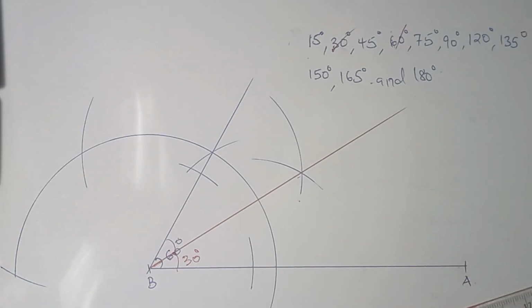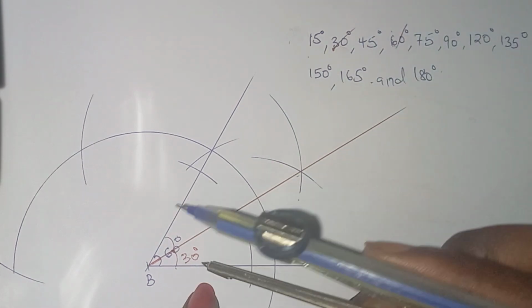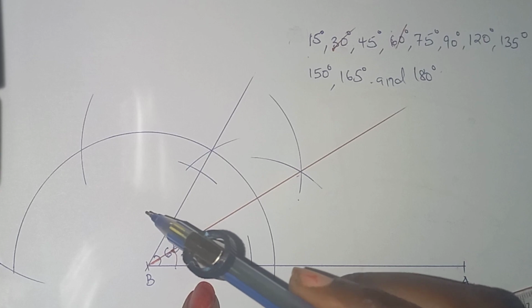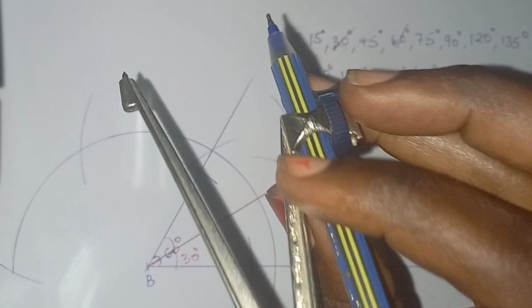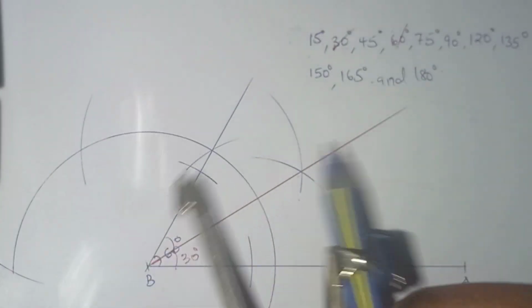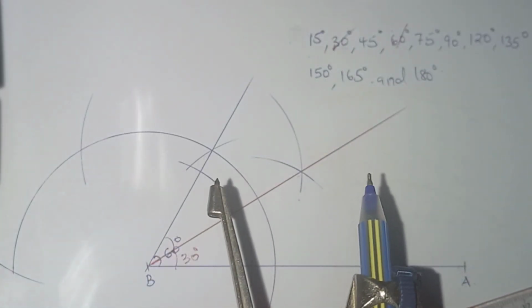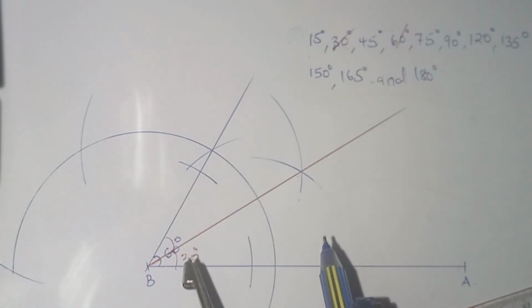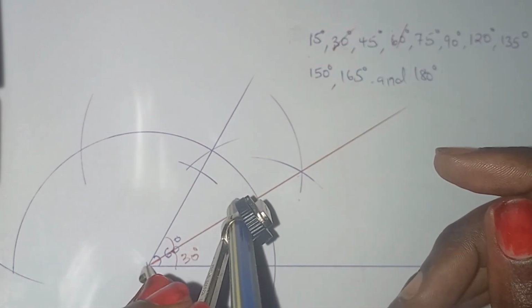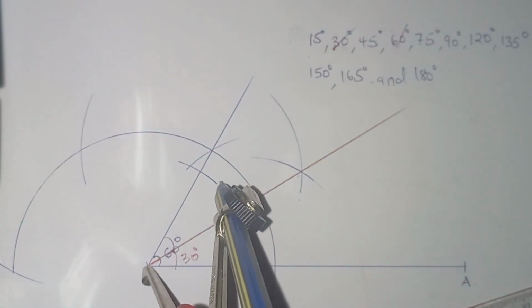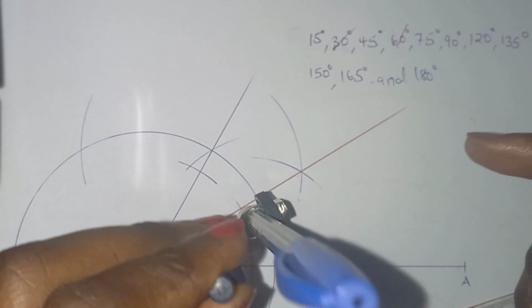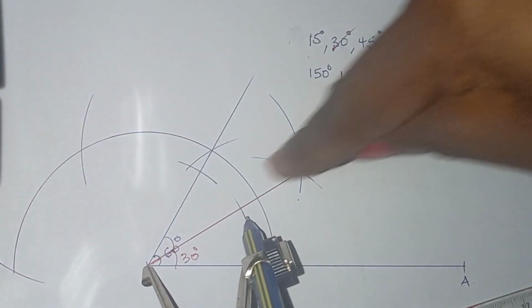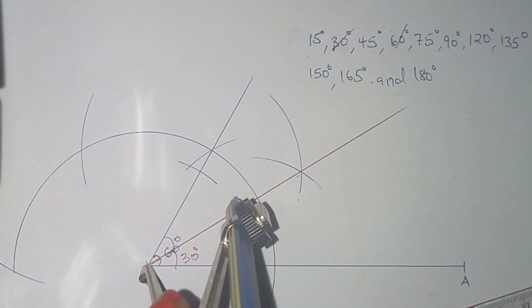Now let's see how you can construct 15 degrees. To construct 15 degrees, you will bisect this 30 degrees. To bisect this 30 degrees, adjust the compass to any length, okay? It can be any length. Then stand at B, where that angle is. Make an arc to cut this line that is marking the 30 degrees part, and this line BA.